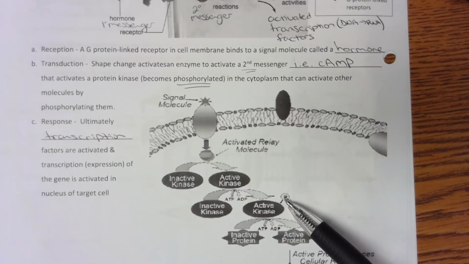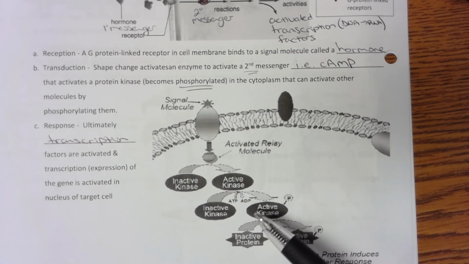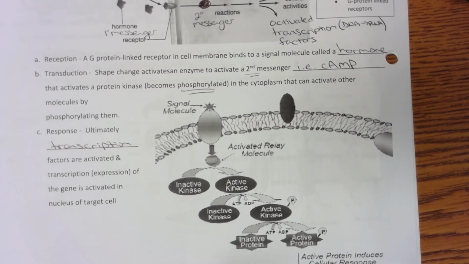Remember this picture where you have the kinases that are activating each molecule in this transduction pathway. Adding the phosphate to activate them. Take the phosphate off, deactivate.